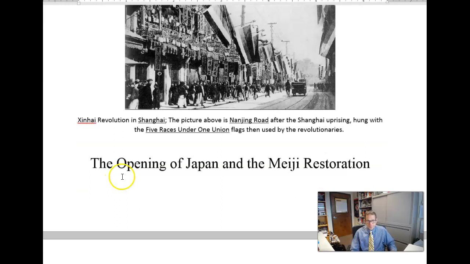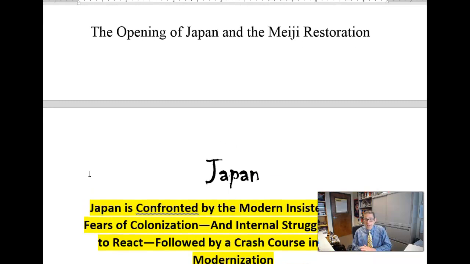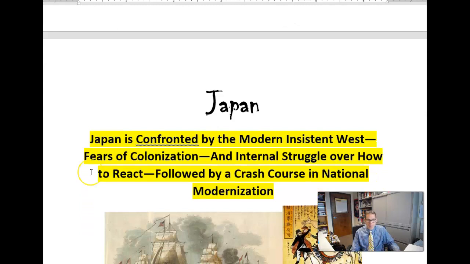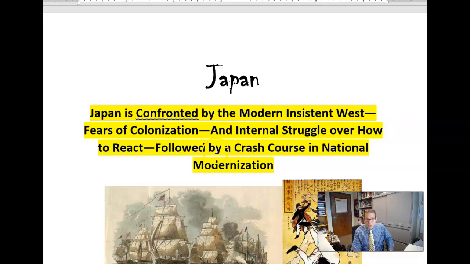Let's move on to Japan. Japan also, in the 19th century, goes through a major dramatic shift in some ways similar to China, but Japan will more quickly and more successfully be able to navigate that road to modernization. So let's take a look. So Japan has been confronted by the modern, insistent West. I should put a comma in there, I think. Modern, insistent West.